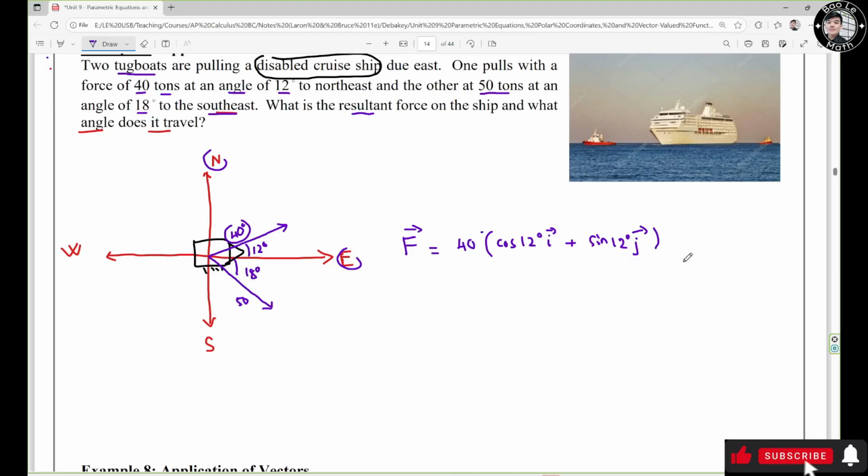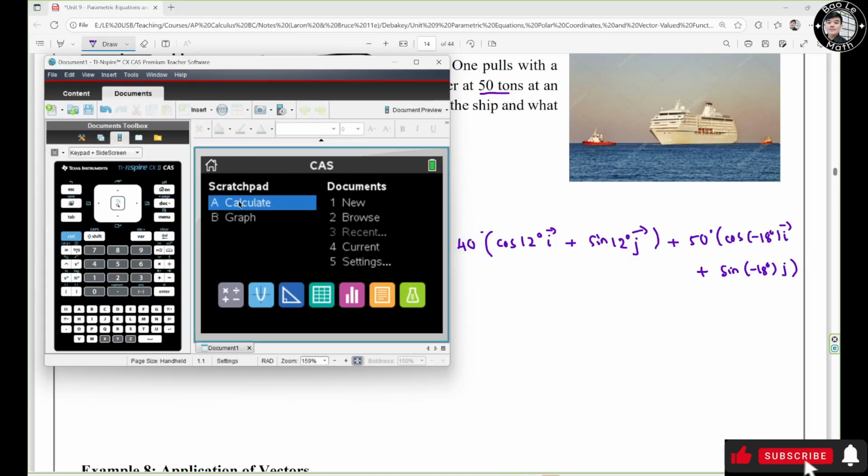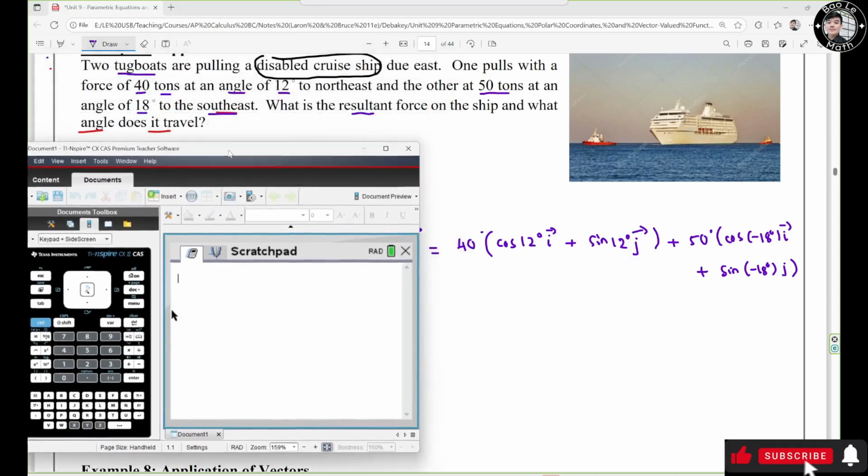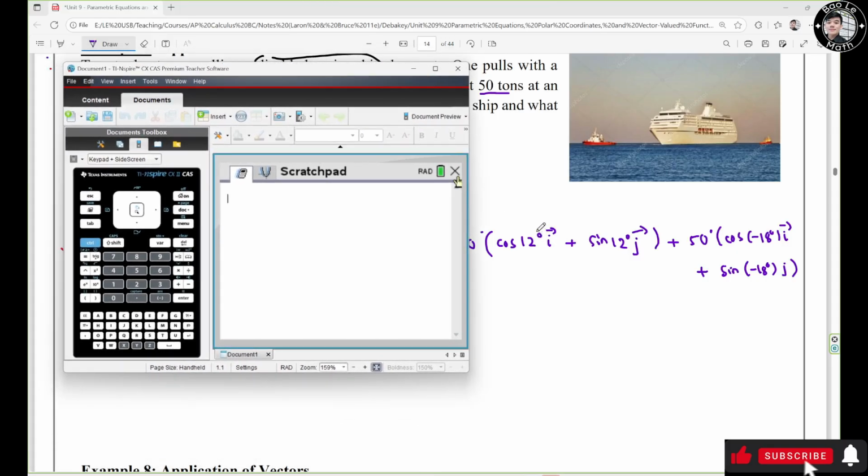Then the second one right here is going to be plus 50 times cosine of, now be careful, this is going to be negative direction, so it could be negative 18 degrees i, plus sine of negative 18 degrees j. Now I'm going to bring up the calculator. Then you need to be careful. This one is degree, but your calculator mode is radian.